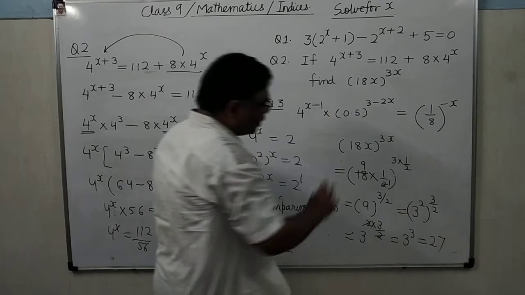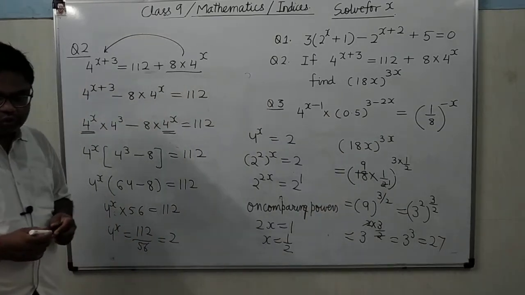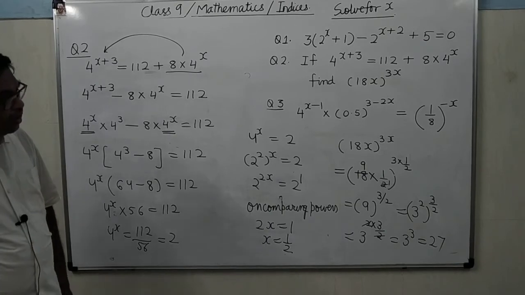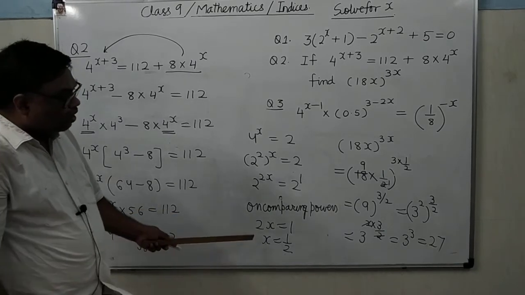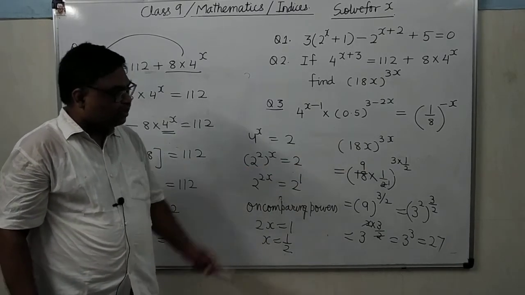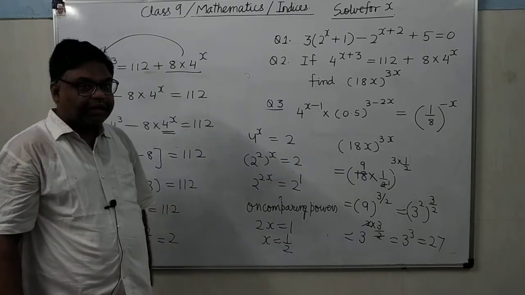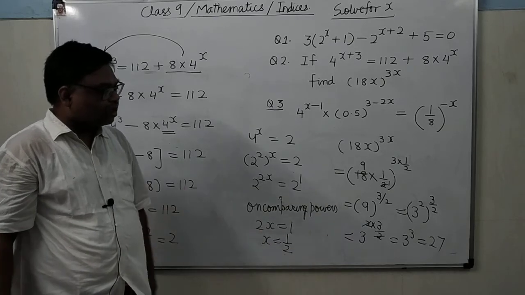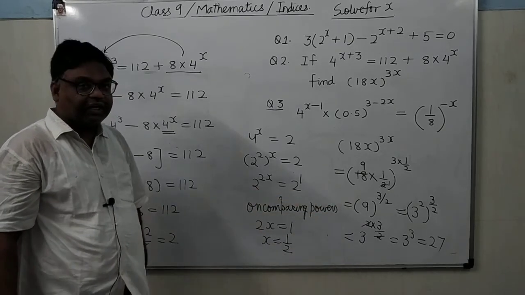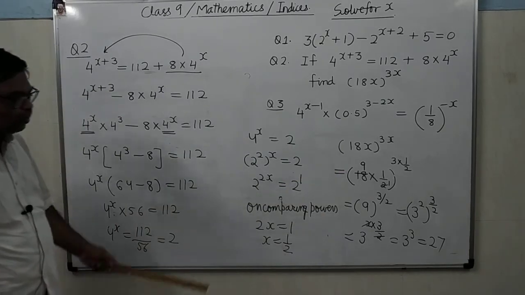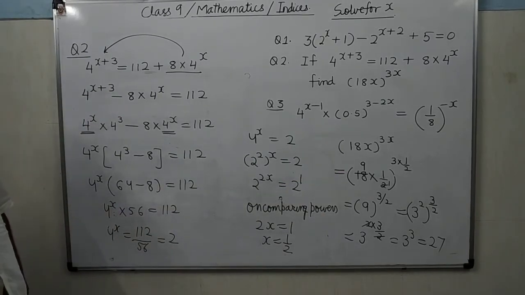You can see once again: (18x) whole to the power 3x. So substitute the value of x. So 18 into 1 by 2, whole to the power 3 into 1 by 2. 18 into 1 by 2 is 9 whole to the power 3 by 2. Now 9 can be written as 3 square. So 3 square whole to the power 3 by 2, when powers multiply, it comes out like this.